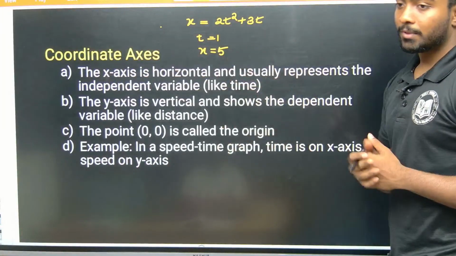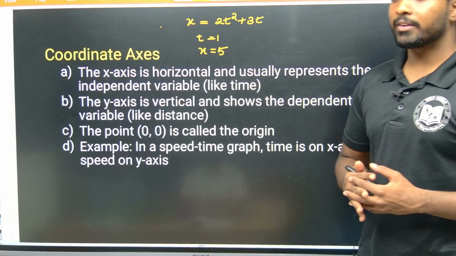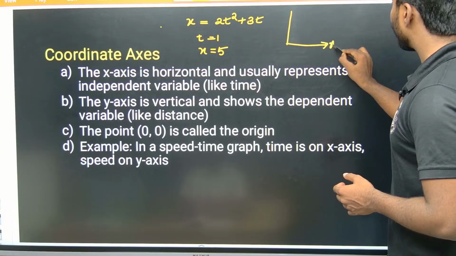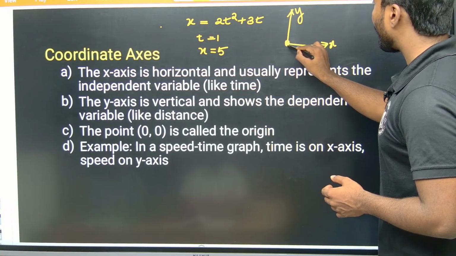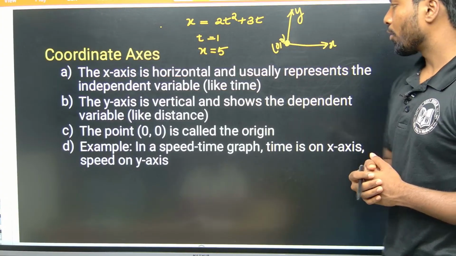Okay. So the point (0, 0) is called the origin. If I draw the axes, this is my x axis, this is my y axis, and this is my origin point, (0, 0). Yes or no? (0, 0).